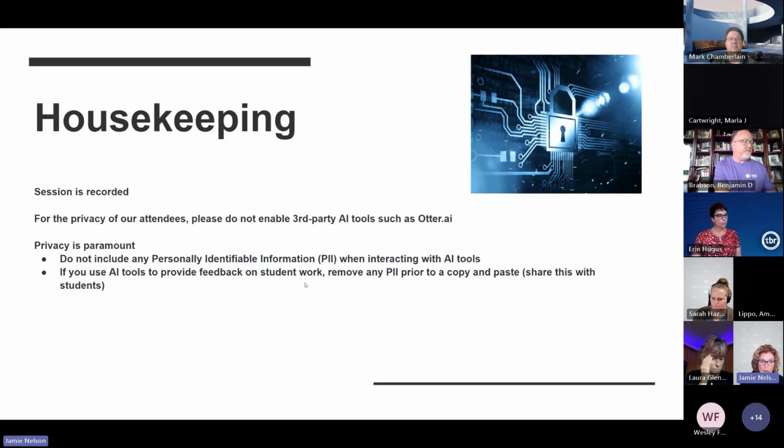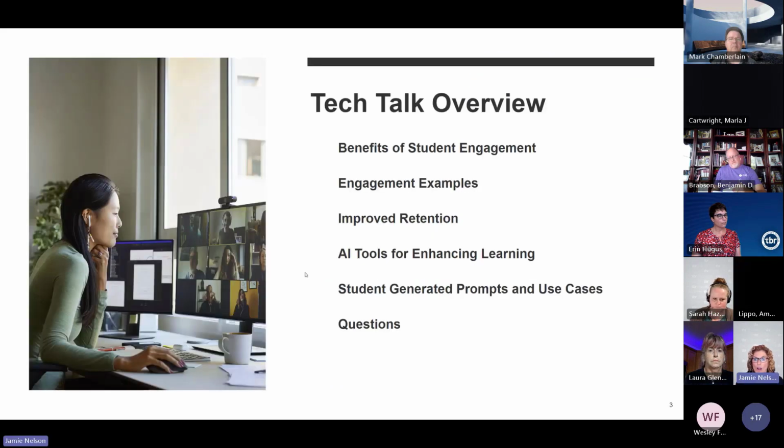Privacy is paramount. When we talk about using AI tools, we want to keep front and center the privacy of ourselves and our students. So when you are interacting with systems, please do not put any PII, or personally identifiable information, in the tools. If you use AI tools to provide feedback on student work, remove any PII prior to copying and pasting into a system.